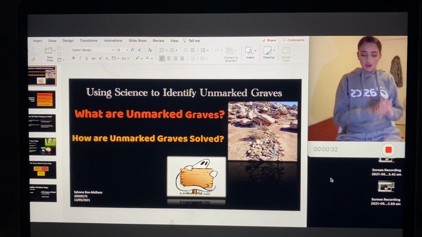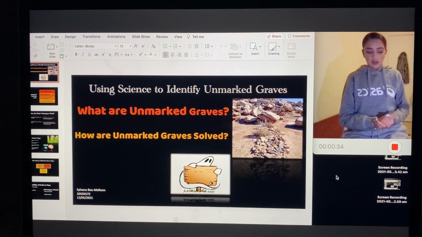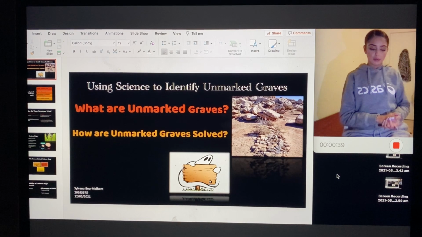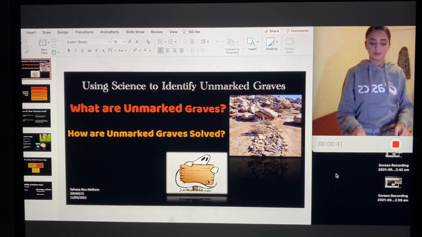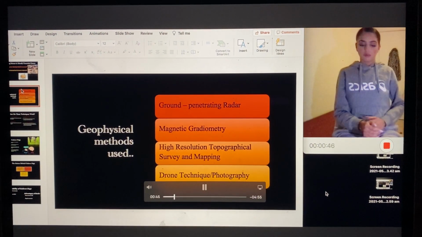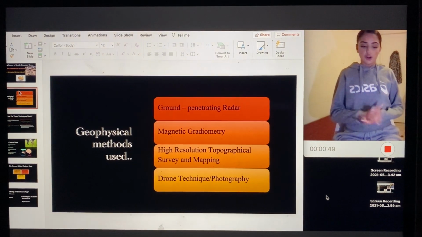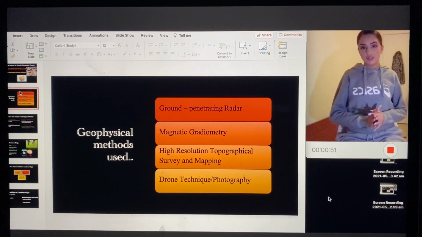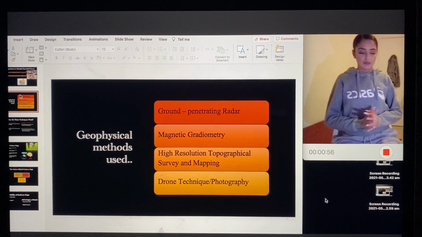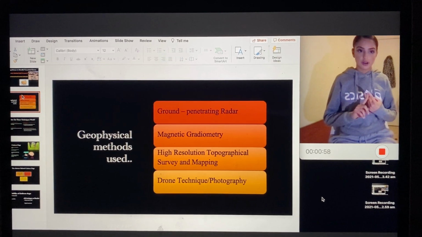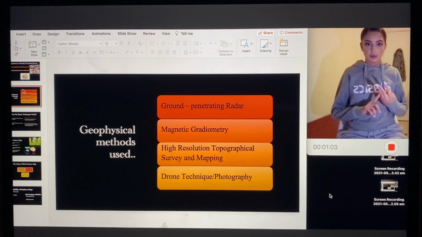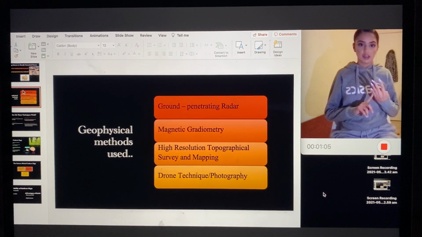So, how are graves resolved? Unmarked graves are unravelled by utilising a number of geophysical methods as well as cadaver dogs. As shown, I have set forth a number of geophysical methods that are frequently used to resolve unmarked graves, such as ground penetrating radar, magnetic radiometry, high-resolution topographical survey and mapping, drone technique, and photography.